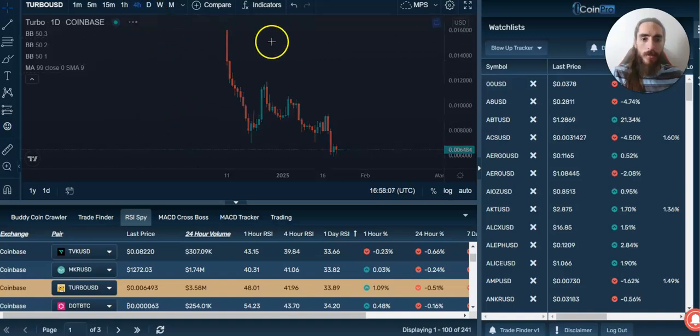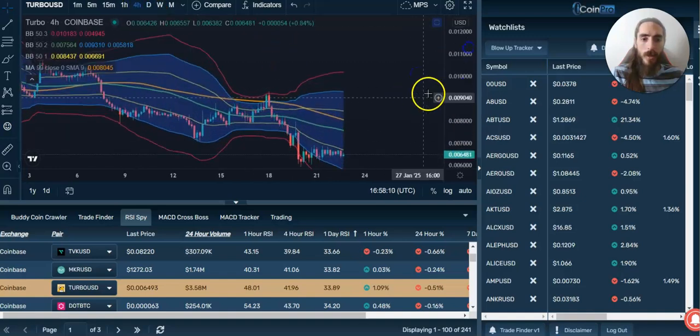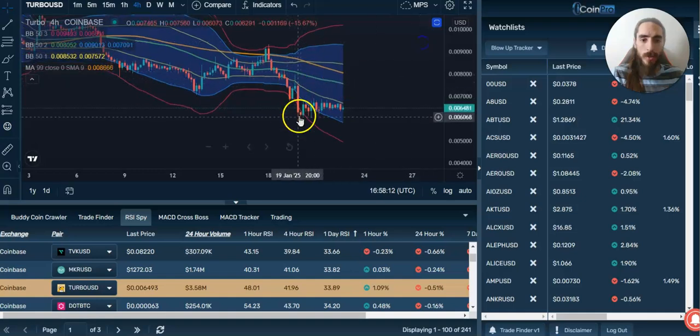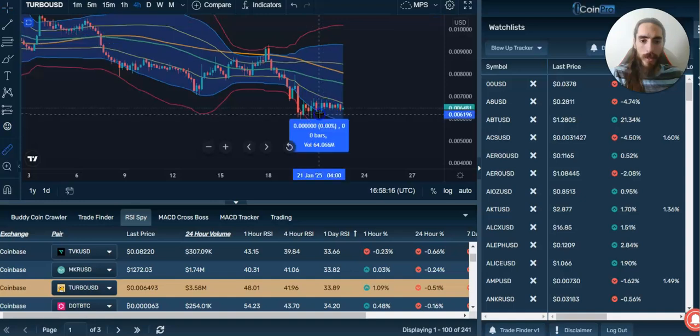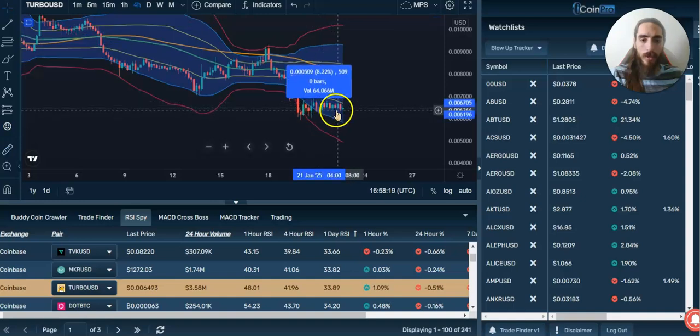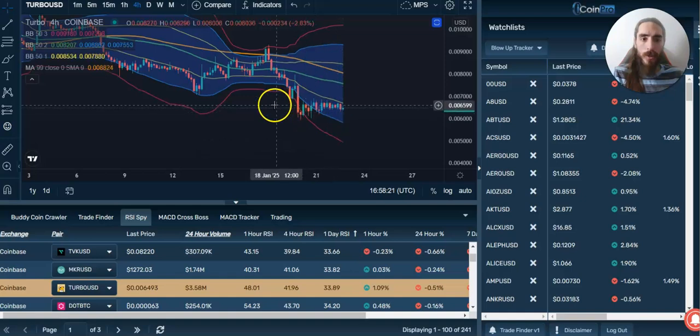Let's go to like the 4 hour. Okay. So here we go. We got a one dip, a two dip, and then back inside here and a three dip. Okay, so there's your three dip. There's your trade right there. Okay, you have enough room.